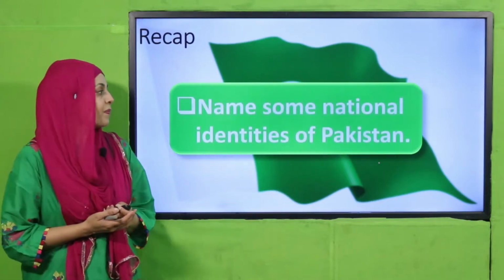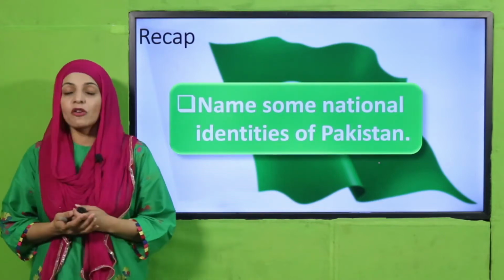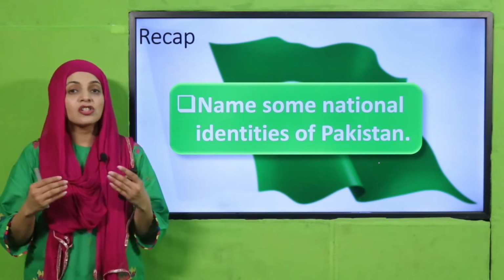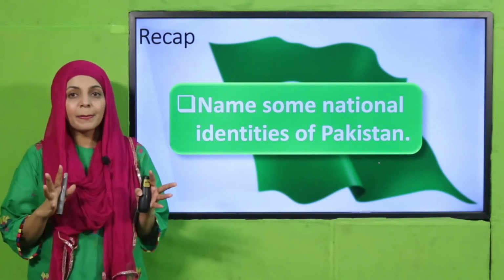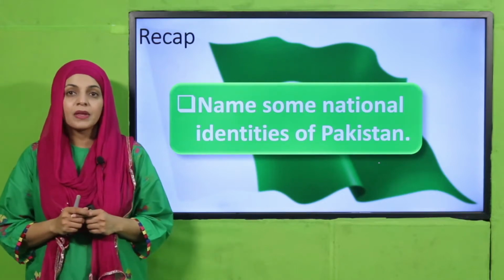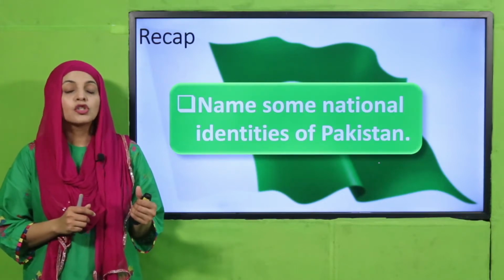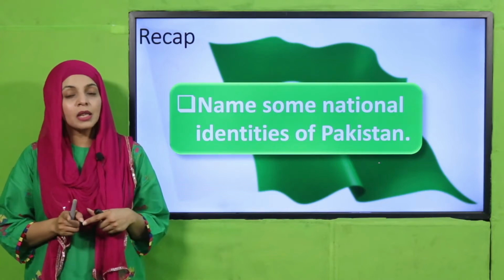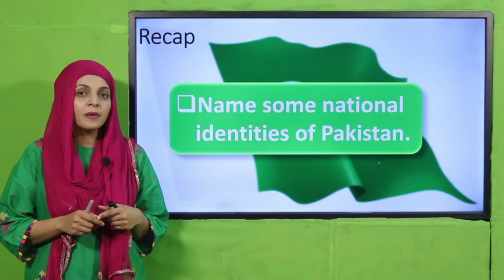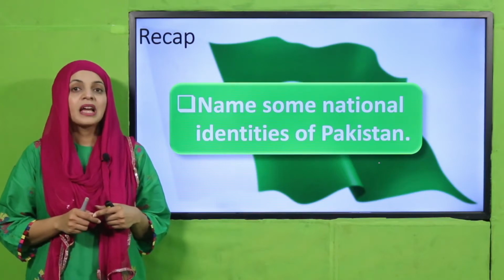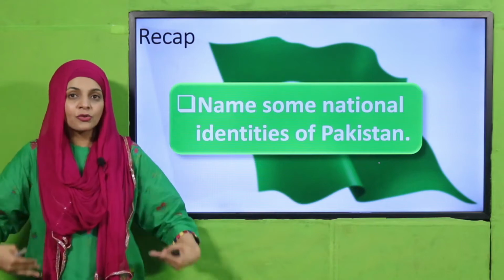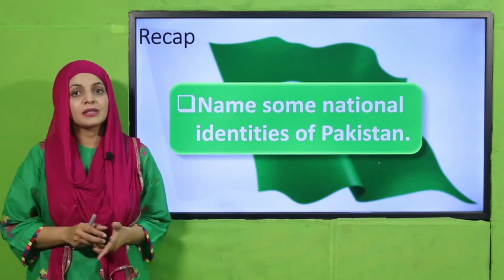So before that, let's quickly recap what we did in the previous lecture. So quickly tell me that name some national identities of Pakistan. Previous lecture में हमने एक project बनाया था about the national identities of Pakistan. हमने flag भी बनाया था. So quickly name some national identities of Pakistan. National bird, chakor. National animal, markhor. National flower, jasmine. National fruit, mango. And national dress, that is shalwar kameez.